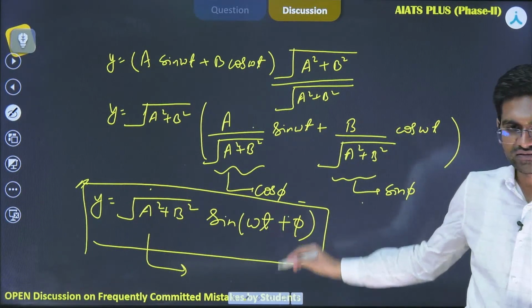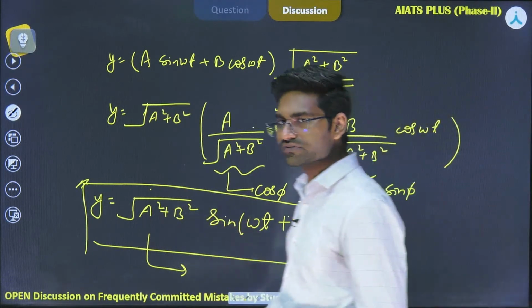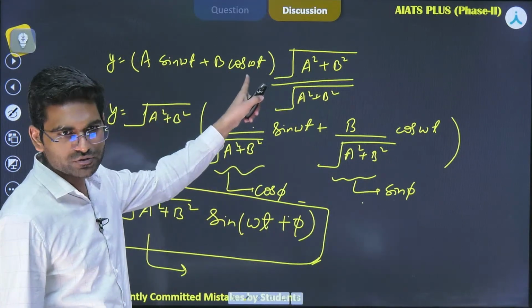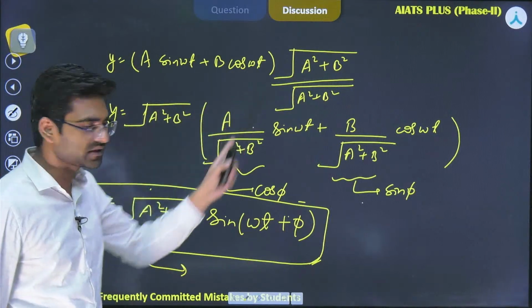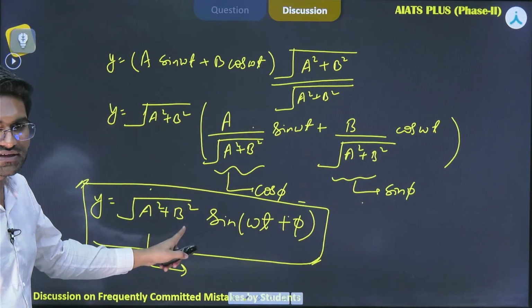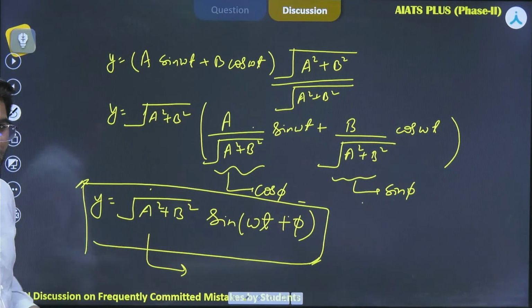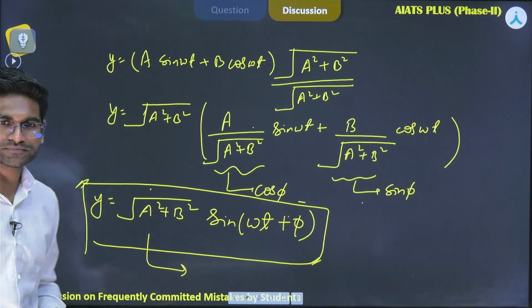No need to derive this again and again. You just have to remember this formula, that in case of y equal to a sin omega t plus b cos omega t, if this is the SHM, then you can find the amplitude of that SHM directly using this formula, under root of a square plus b square. Chanchal, Lucky, any doubt?